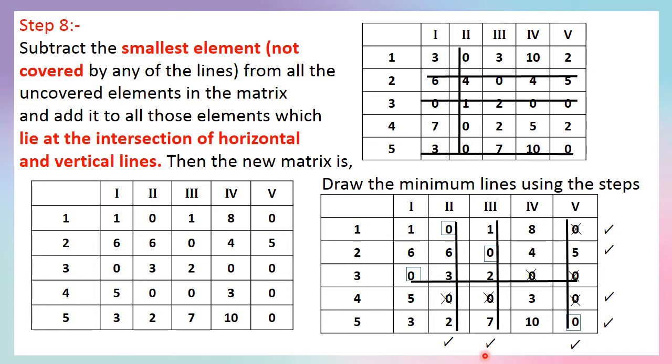After that, we have to put the tick mark. The starting tick mark is done on the row containing no assignment.